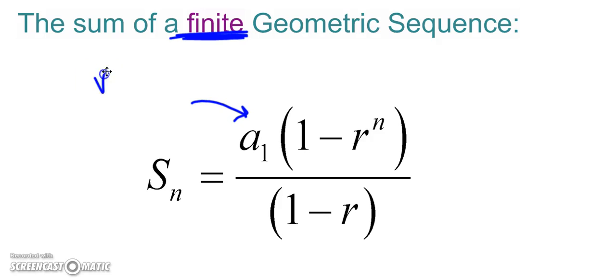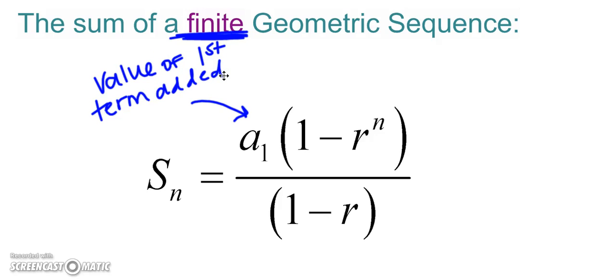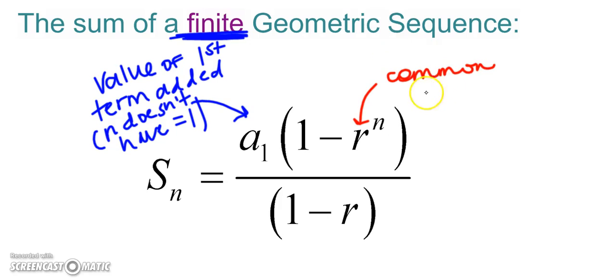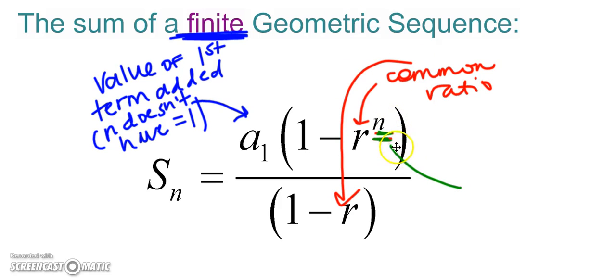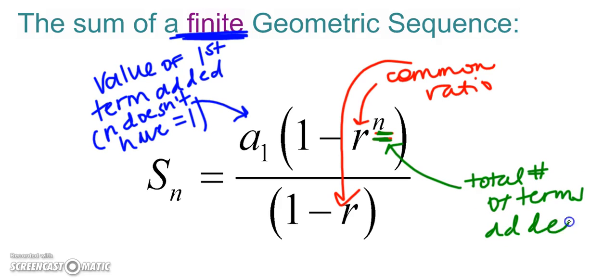Just like with the arithmetic, this is the value of the first term being added, but it doesn't have to necessarily be the first term in the sequence. Okay? Remember, on one of them we summed from 5 to 25. So it's the value of the first term being added. Doesn't necessarily mean that n has to be equal to 1. Okay? Then r is going to be your common ratio. And n is going to be the total number of terms added. Okay, so if you were summing up the first 100 terms, this would be a sub 1, and then this number would be 100.